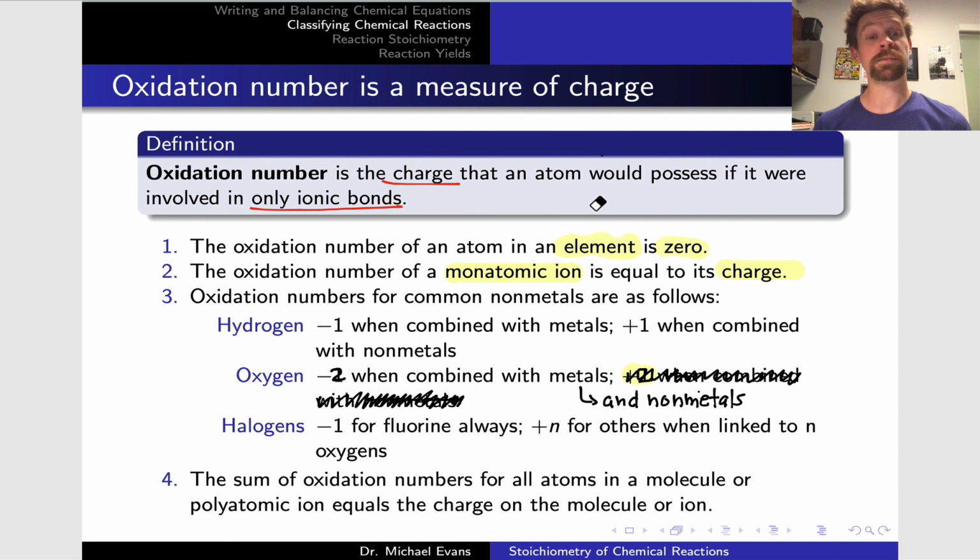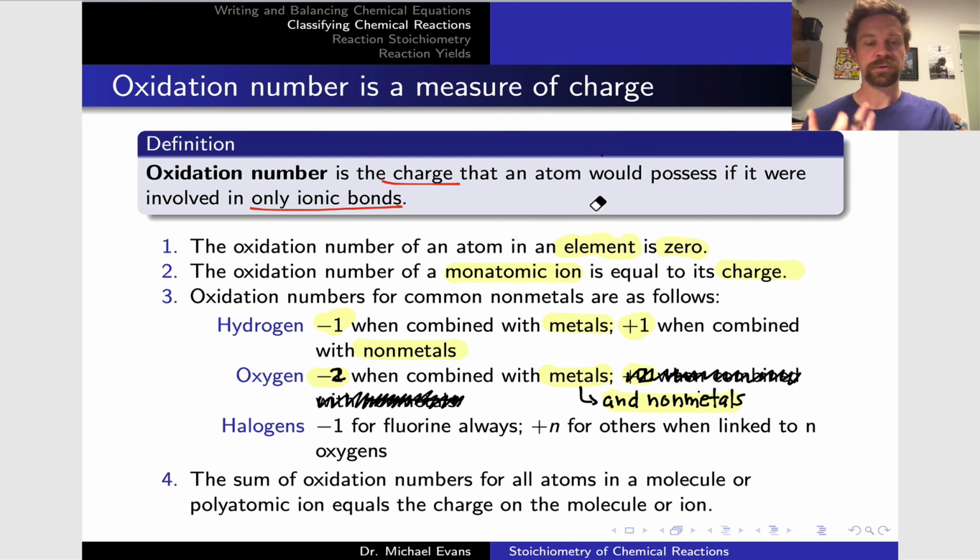Here are a few rules for common nonmetals. Hydrogen has an oxidation number of -1 when it's combined with a metal in something like sodium hydride. But when it's combined with a nonmetal, which is, I would argue, more common, it has the oxidation number +1. Oxygen very, very commonly has the oxidation number -2 in combination with both metals and nonmetals. And there was actually a mistake on the slide initially that I've erased and covered over. More or less, oxygen you should think of as having the oxidation number -2, except in very exceptional circumstances.